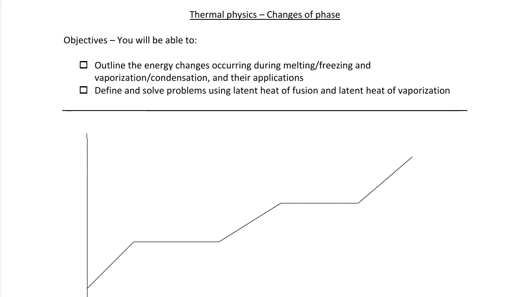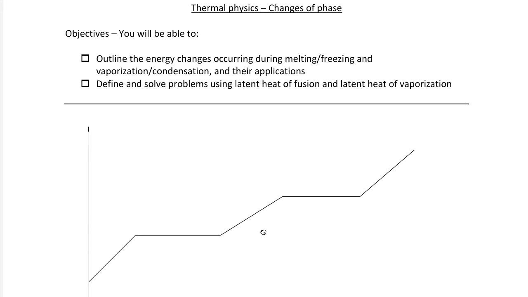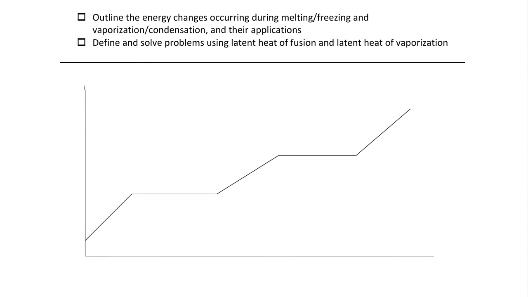This lesson on thermal physics takes a look at changes of phase, and here are your objectives. In this graph, we are graphing temperature on the y-axis against energy that we are adding. And so energy is on the x-axis.